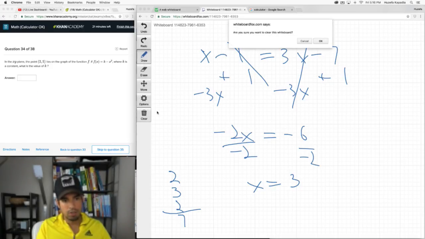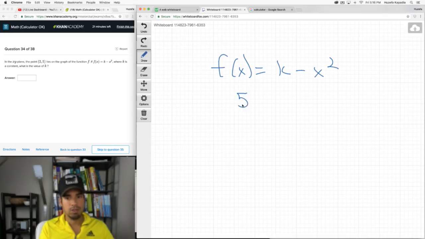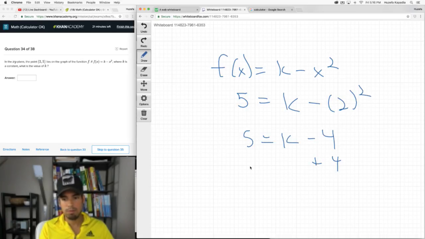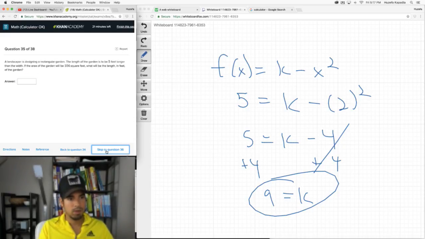Next, in the xy plane, the point (2, 5) lies on the graph of the function f of x equals k minus x squared, where k is a constant. What is the value of k? Let's just plug and chug. We got a coordinate 2, 5, right? So 5 is the y value, 2 is the x value. All right, 5 equals k minus 4, plus 4, plus 4. K equals 9. All right, that's not too bad either.